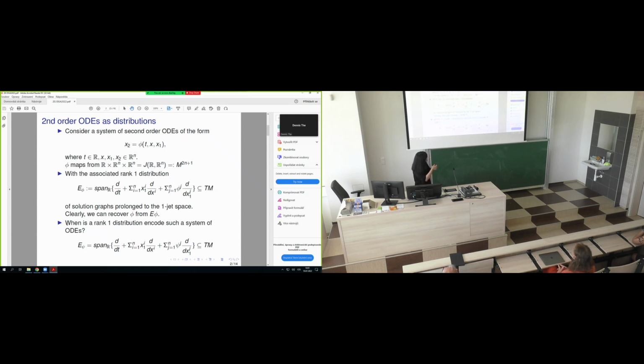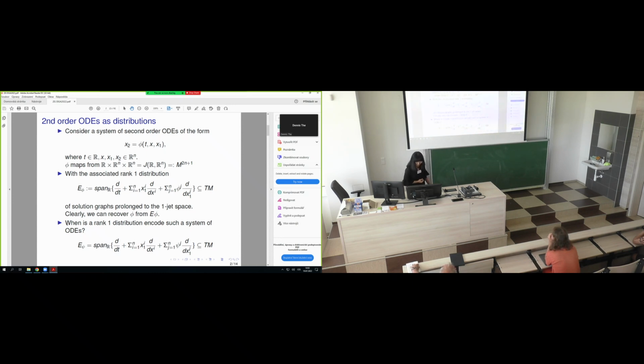times Rn, which is the jet bundle, the one jet of maps from R to Rn, and I denote it by M, which is a 2n plus 1 dimensional manifold. And notice that the system of second-order ODEs is encoded as a line bundle in this one jet, which is the velocity field of any parametrization of the solution curve prolongated into the one jet space.